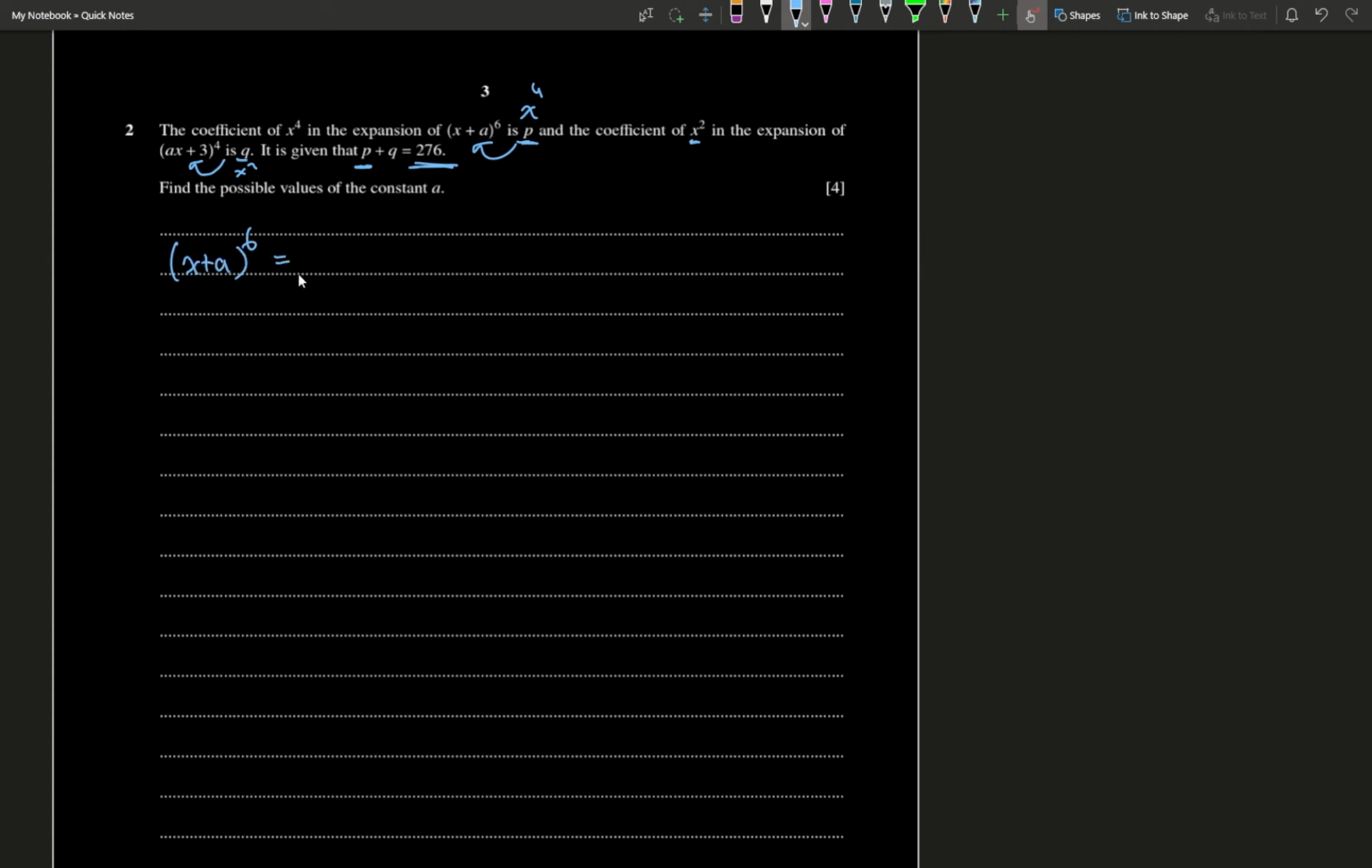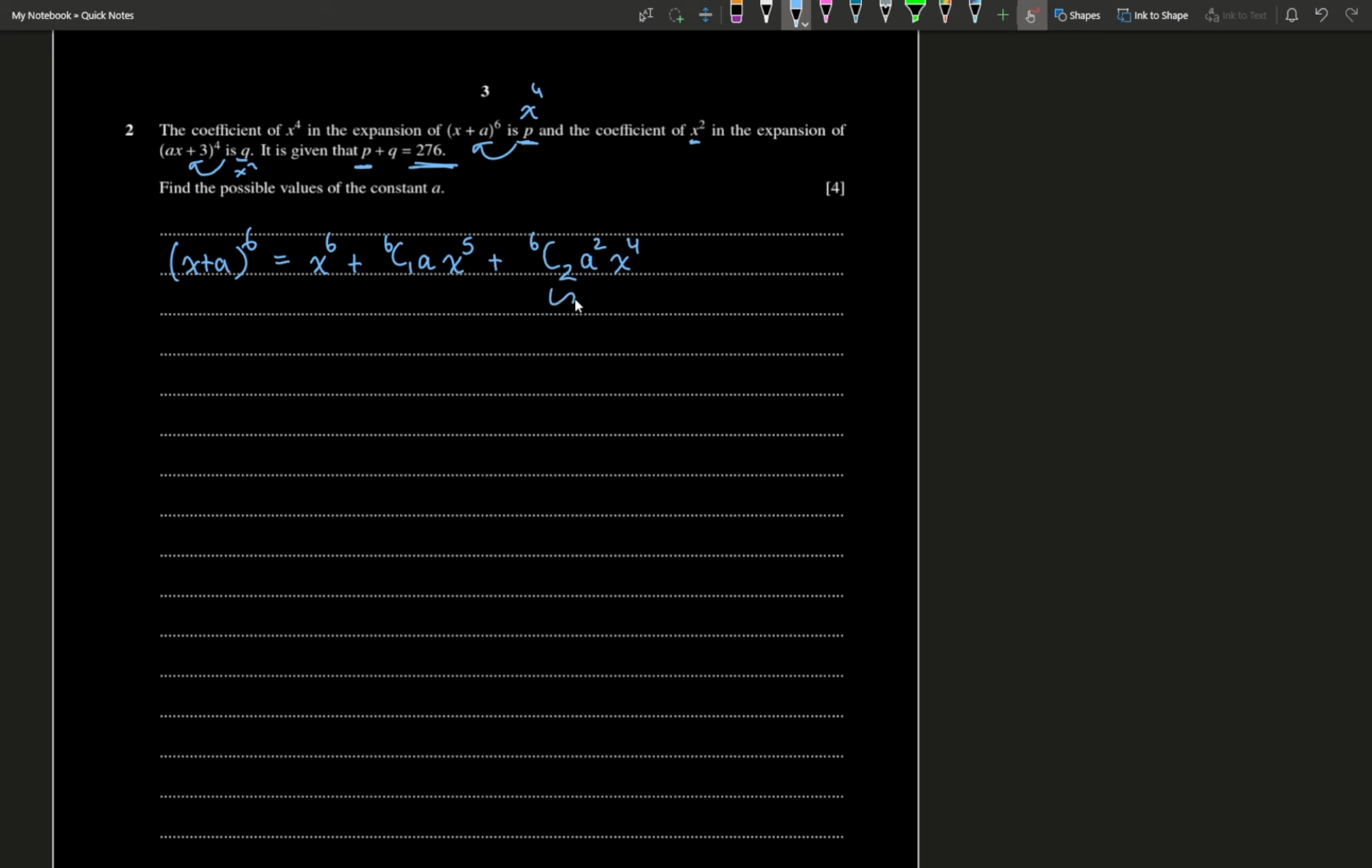Of course, you'll have to use the binomial expansion formula. When you apply it, you'll end up with x raised to the power of 6 plus 6c1 times a times x raised to the power of 5. We're basically subtracting 1 from the exponent of our first term, which is x. We're adding 1 to the exponent of our second term, which is a. Okay. After that, plus 6c2 times a squared times x raised to the power of 4.